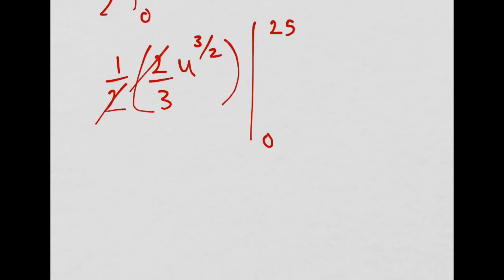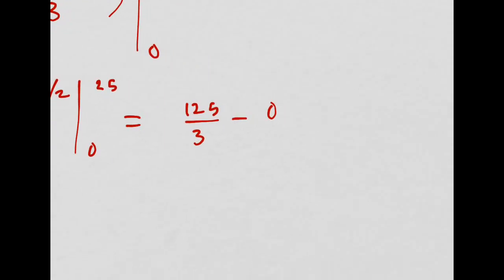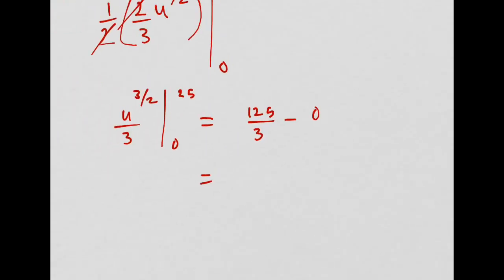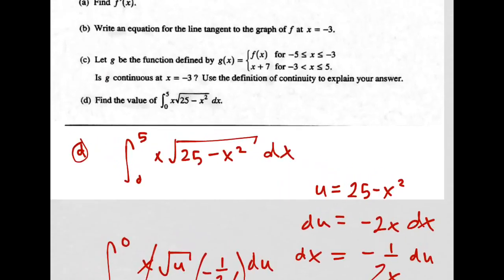I'm going to simplify a little bit before I start to evaluate. 3/2 over 3, 0 to 25. And then I'll plug in 25. So I'll do the square root first. Square root of 25 is 5. 5 times 5 is 25, times 5 is 125, divided by 3, minus, when I plug in 0, minus 0 over 3. So my answer is then just 125 over 3. That's 125 over 3.